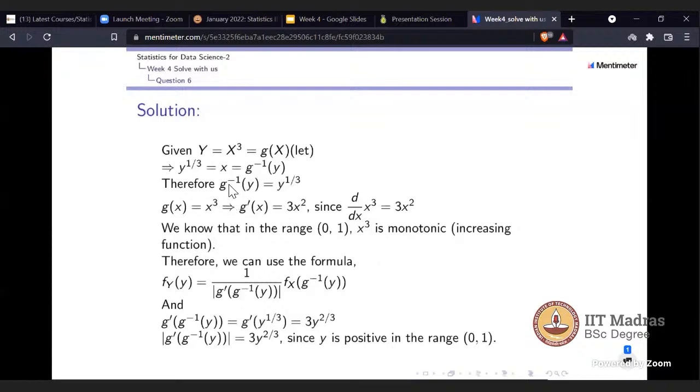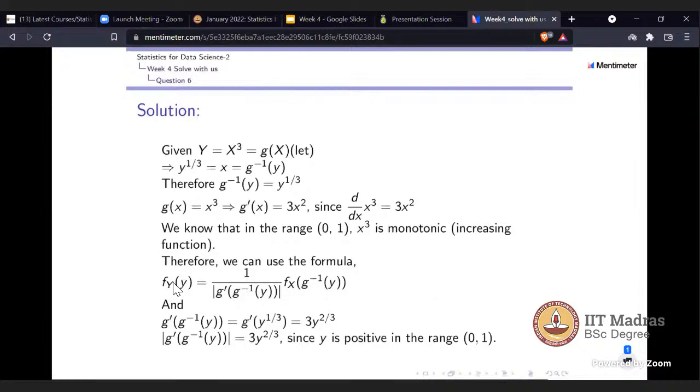So next. Till this part is clear? Yeah, it is clear, ma'am. G dash x and G inverse y is clear. Okay. In the numerator part, we are taking the mode value. In the denominator part. Yeah. So this is the formula.